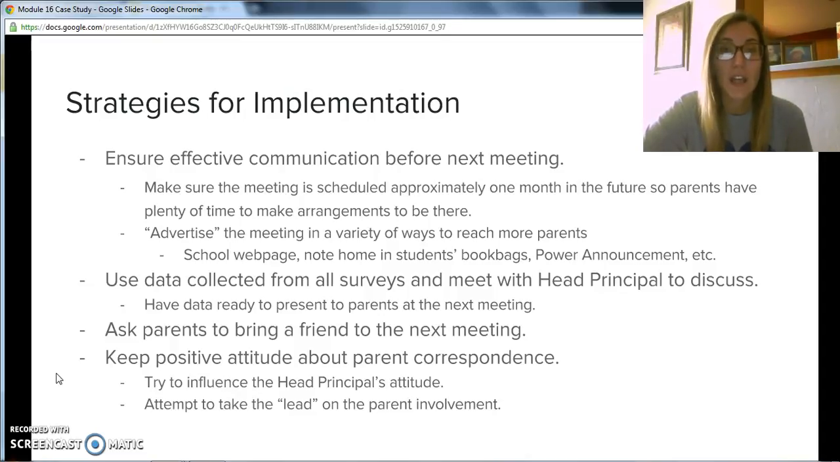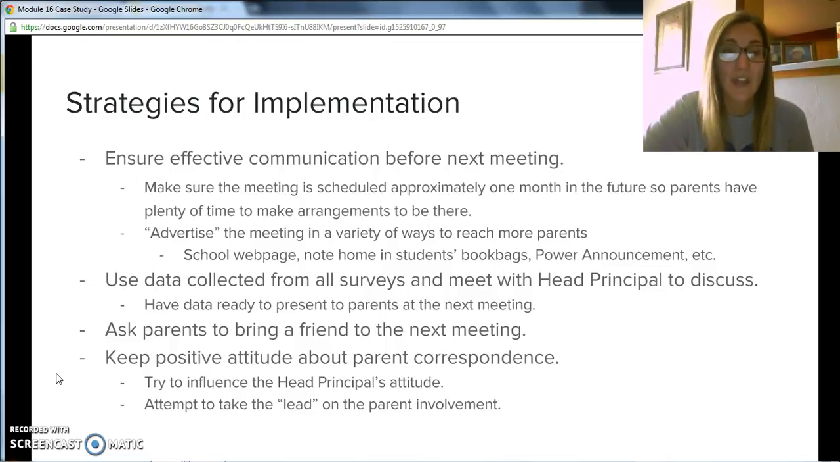So I want to try and get the information to all the parents about the meeting, regardless if they can come or not, but at least make sure that all of our parents know about the meeting and have the opportunity to be there. So put the information on the school webpage, send a note home with their student in the book bag, put it in the newspaper, and again, use all-call, power announcement, whatever we have to get that information to the parents.